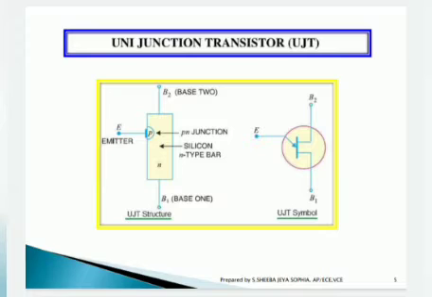Here you can see the schematic structural representation of the UJT as well as its symbol, where two bases and one emitter terminal are given. Base 1, base 2 represent the two bases of the device, and emitter E is doped with a PN junction of silicon type. The N-type bar acts as the base in which the P layer is coated as the emitter.